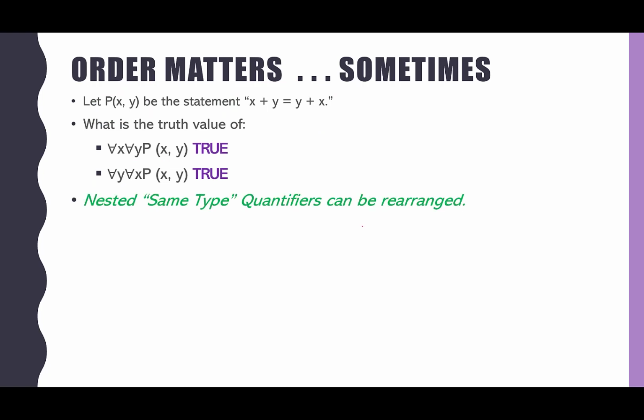So when you have nested same type quantifiers, so if I had all universals or all existentials, then the order does not matter. Okay? It doesn't matter. If you're mixing existentials and universals, then order can matter. In some cases it does, some cases it doesn't. Okay?